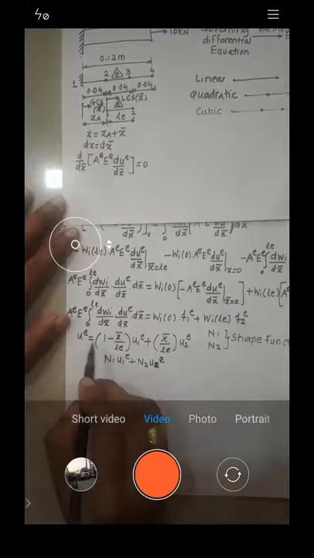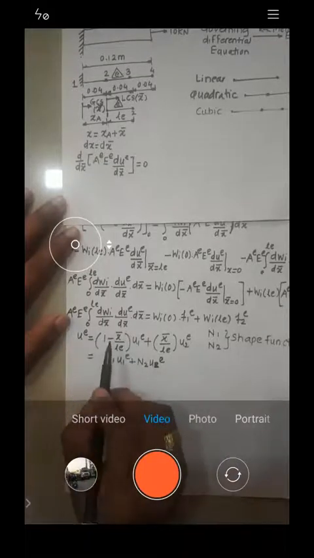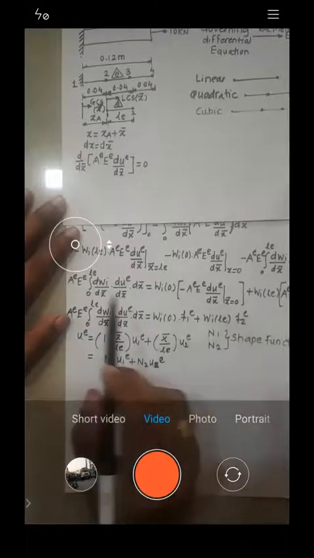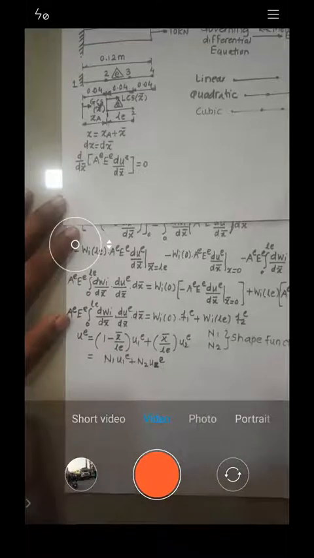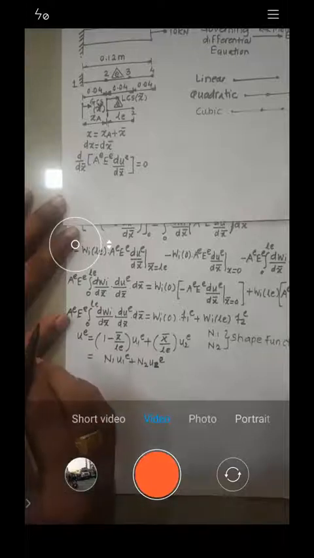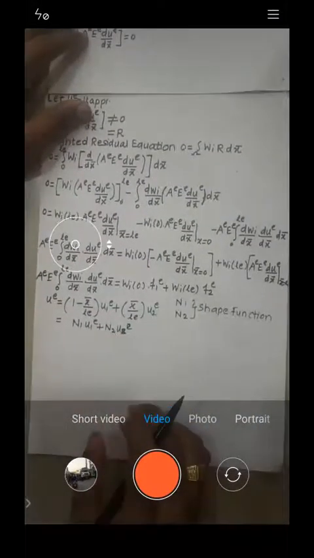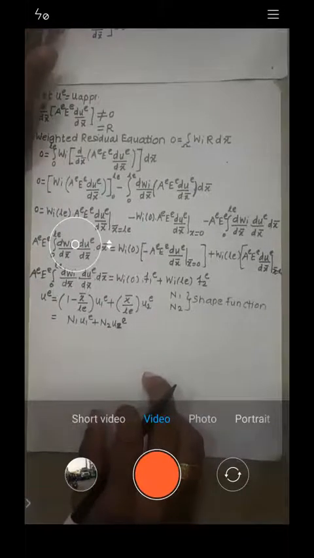Have you understood this value? ue is equal to (1 minus x bar by LE) u1e plus (x bar by LE) u2e. Is it okay? From where this equation is derived, I will let you know when we see the shape functions for linear element, quadratic element, cubic element. When we started with assembly problems you used the element matrix, but you don't know from where it has been arrived. It is arrived by solving this governing differential equation that we are solving now. When we end with this problem, we will be able to calculate the value of it.